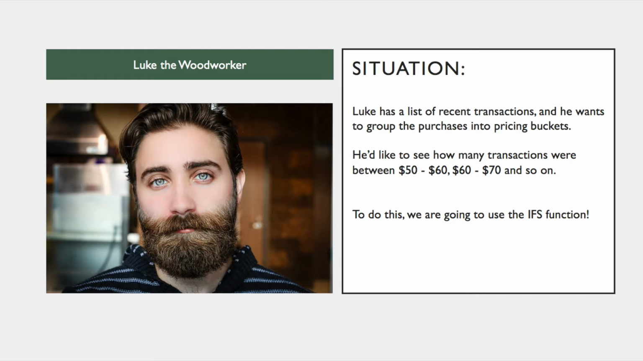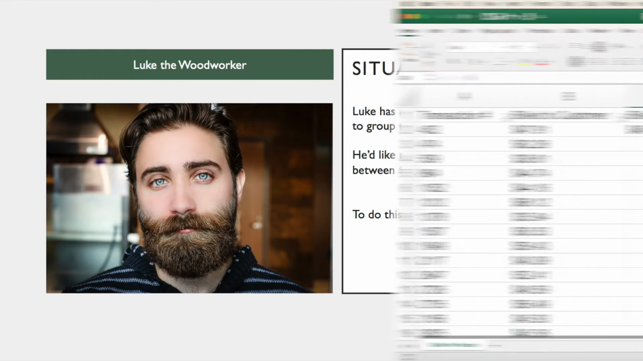Now, Luke has a list of recent transactions, and he wants to group the purchases into pricing buckets. He'd like to see how many transactions were between $50 to $60, $60 to $70, and so on. To do this, we're going to use the IFS function.